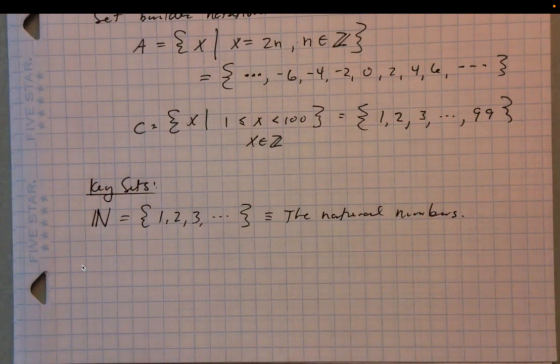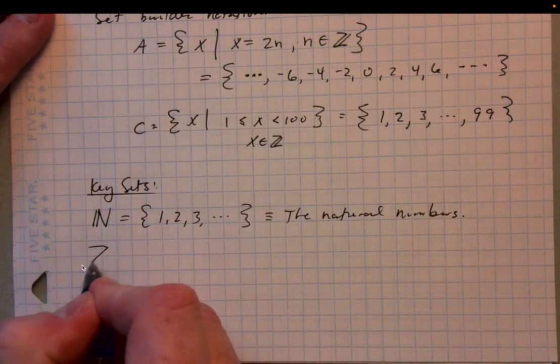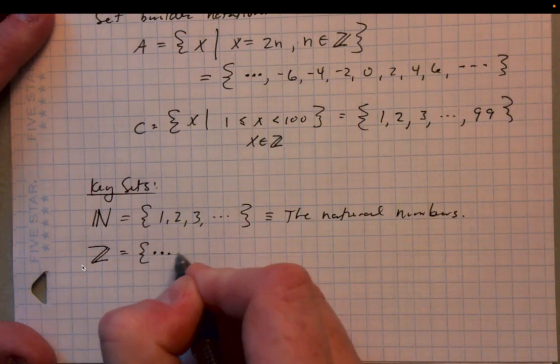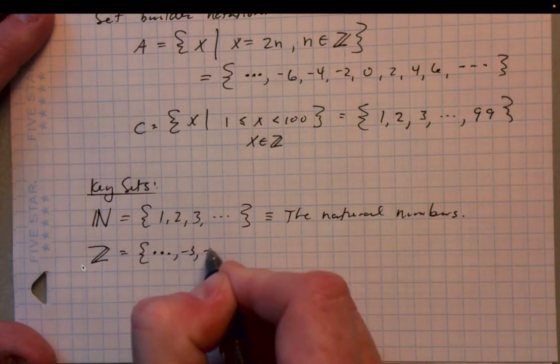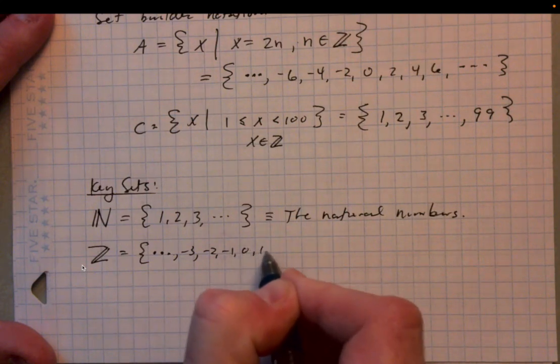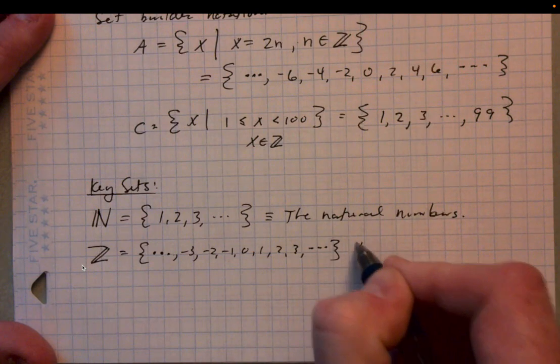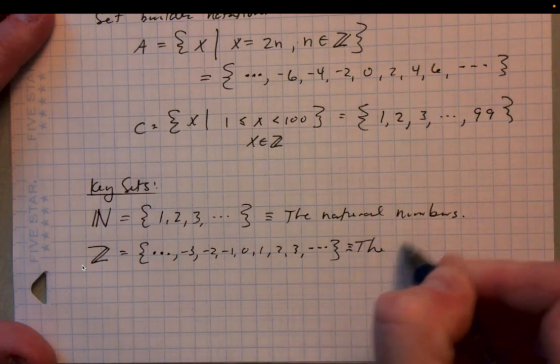You'll have seen that for sure. I've certainly heard of them. The integers. That's going to be your ..., -3, -2, -1, 0, 1, 2, 3, ... That's the integers.